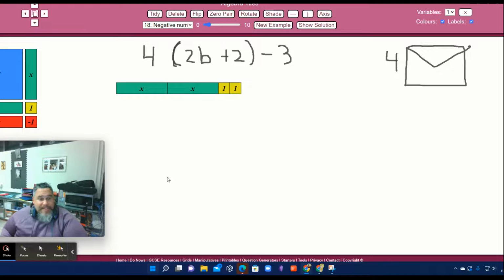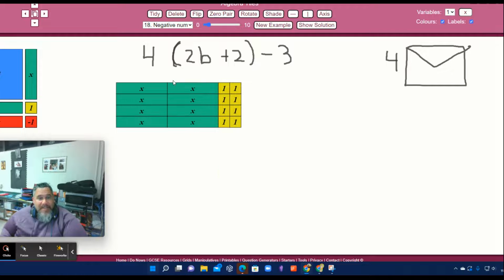All right, so I've rearranged it, guys. See, here's 2b, 2x, and then 2. Now, the reason I did that is, watch. When I highlight it, I can copy it down and make 4 of them. 1, 2, 3, 4. There it is. There's 4 of 2b plus 2.